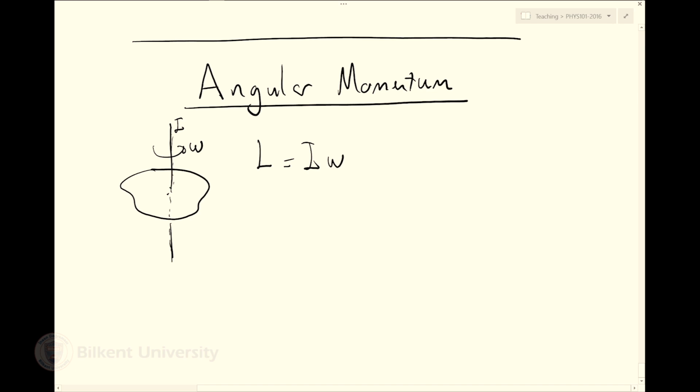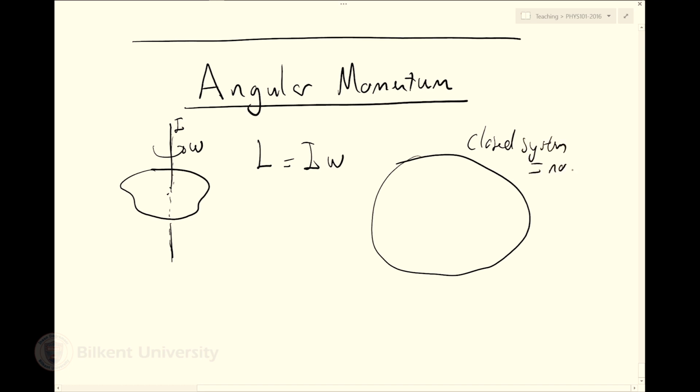And why was it a useful quantity? It was a useful quantity because if I have a closed system, which means there is no external net torque, L total is conserved.